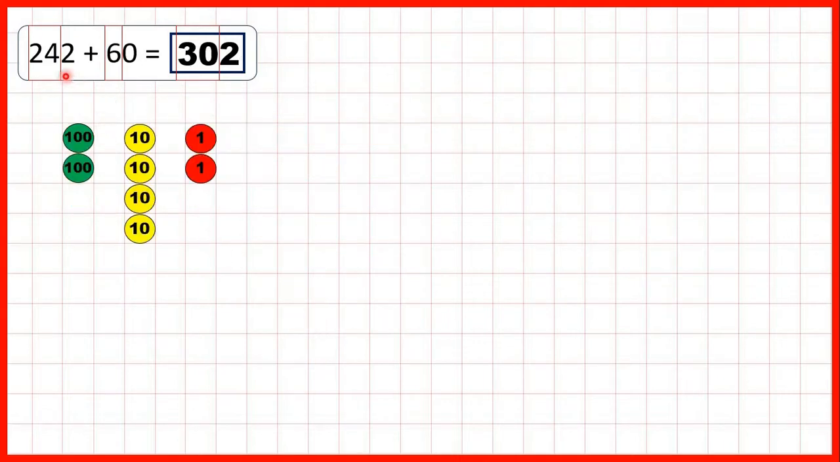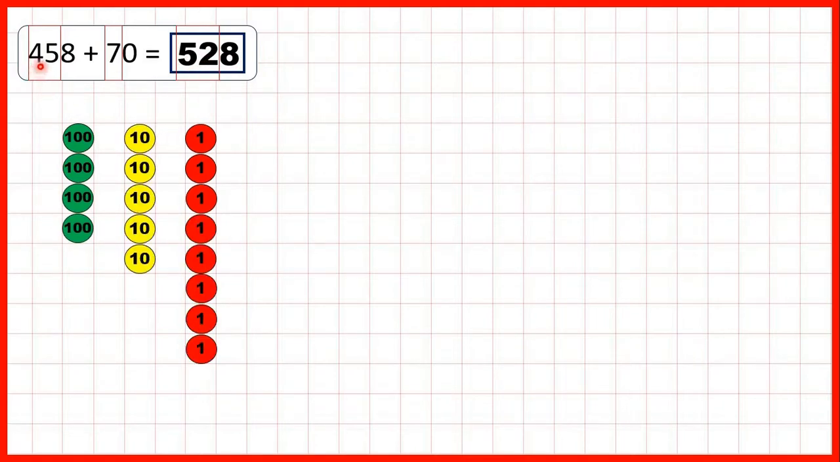We can also show the addition using place value counters. So here we start with 242 and we need to add 6 tens. Doing that gives us 10 tens, but when we have 10 tens we need to regroup. So that's why in our answer we have 3 hundreds, no tens, and 2 ones.